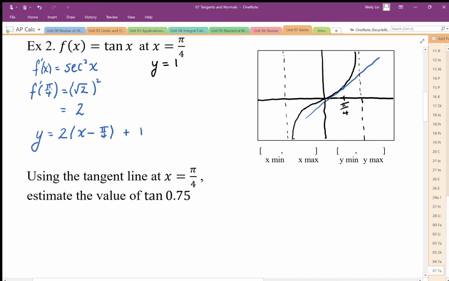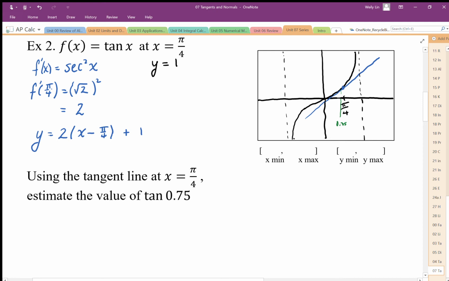So we're going to use that tangent line at this point x equals pi over 4. We're going to estimate the value of tan of 0.75, which is pretty close to pi over 4. It's just a little bit to the right, sorry, to the left. Okay, so it's about there. So at that point there, we're going to use the blue line to estimate the position on the black line.